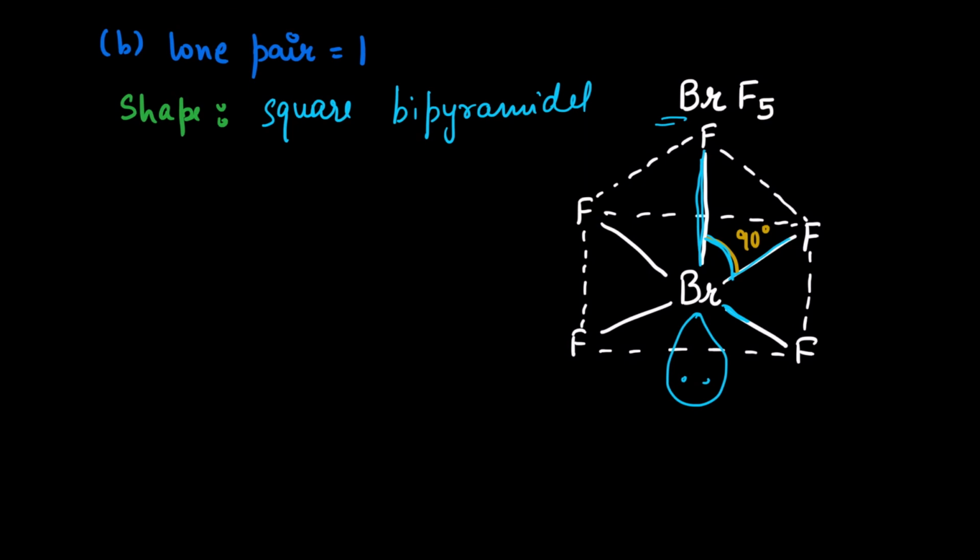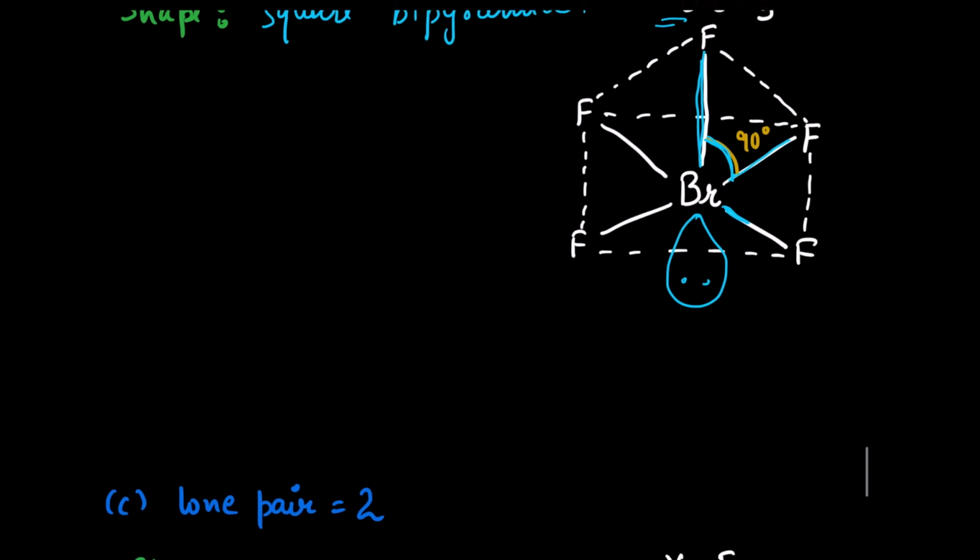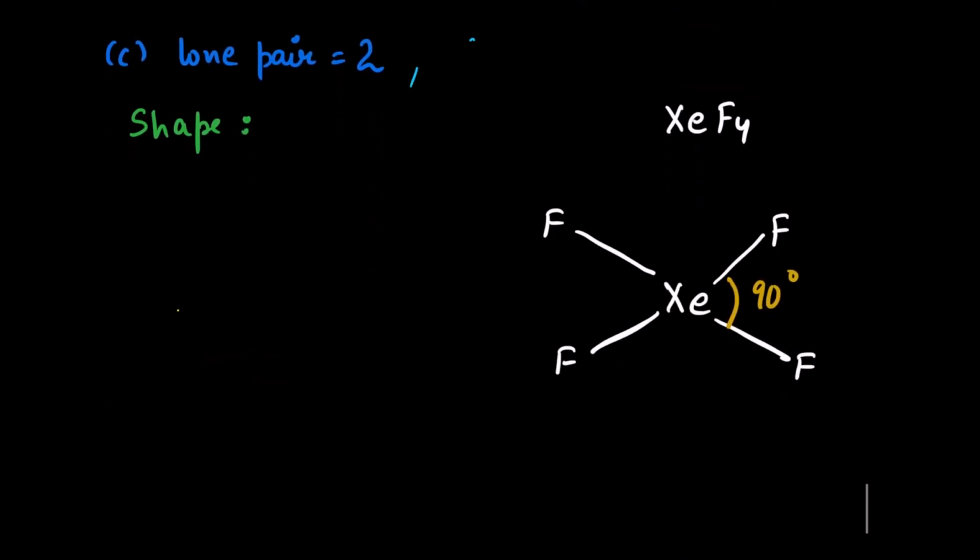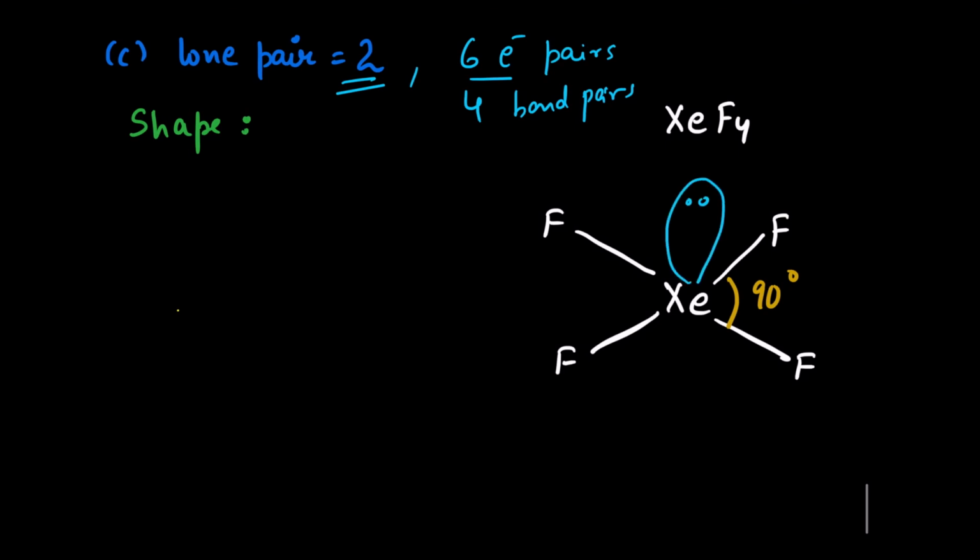Let's look into the case when we have 2 lone pairs and 4 bond pairs. Again, this is a case of 6 electron pairs, out of which 4 are bond pairs and 2 are lone pairs. The bond pairs will acquire these positions and the 2 lone pairs will have minimum repulsion with these bond pairs. Therefore, the shape acquired is square planar. So, as you can see, depending on lone pairs and bond pairs, different shapes are acquired based on minimizing the repulsion between the lone pairs and the bond pairs.